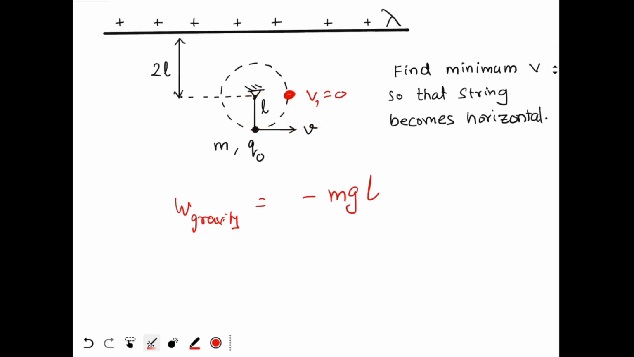Now what about the work done by the electrostatic force? For that, first of all, we need to write the electric field over here. The electric field created by the infinite wire will be 2k lambda by r, where r is the distance from the wire. So k is 1 by 4 pi epsilon naught, so this will be equal to lambda by 2 pi epsilon naught r.